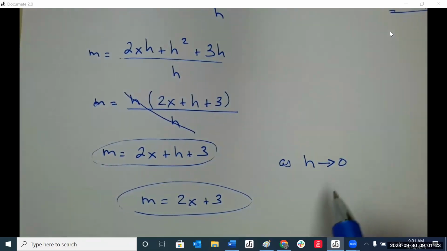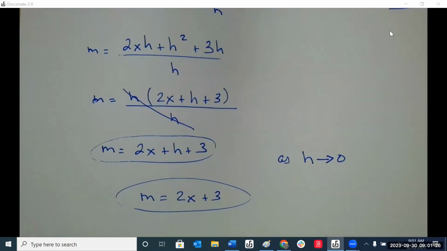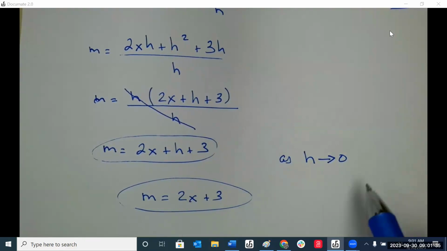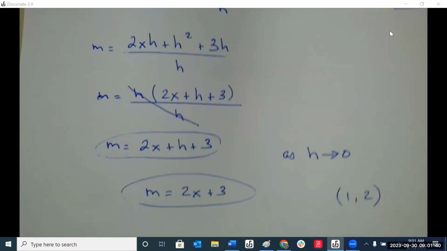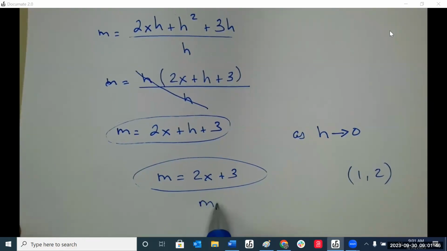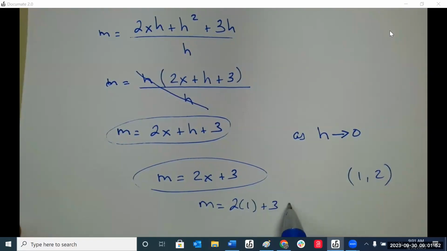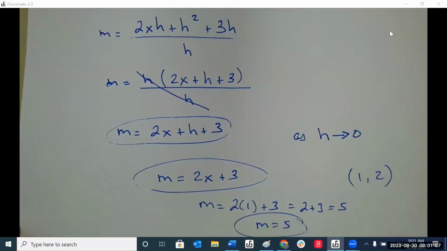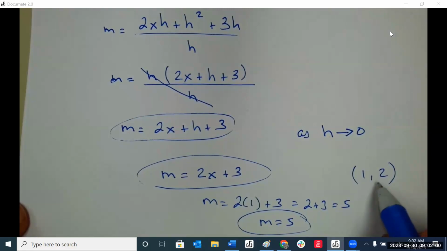So if I said find, actually, it may ask you find the equation of the line tangent to the curve. So first thing you do is find the slope. If the point is, let's say, (1, 2), we first have to find the slope. So we plug in x. So the slope we know is 5. The slope at this point is 5 over 1.